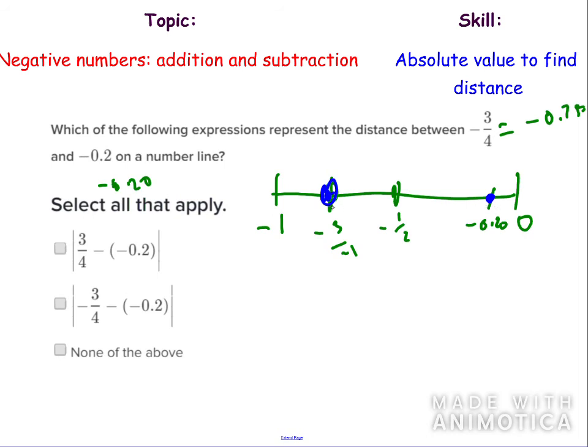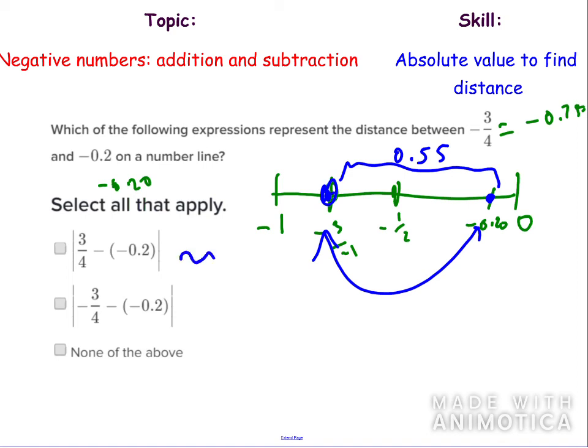Or the difference between 0.75 and 0.20, these are going to be 0.55 apart, the distance between them, right? Because if you think about it, this is 0 and this is -1, so these two numbers are really in between here, right? So we're looking for 0.55 as our answer.